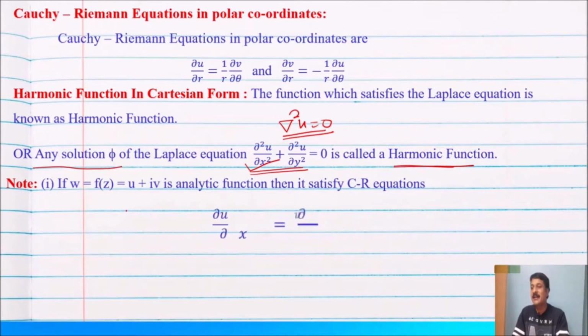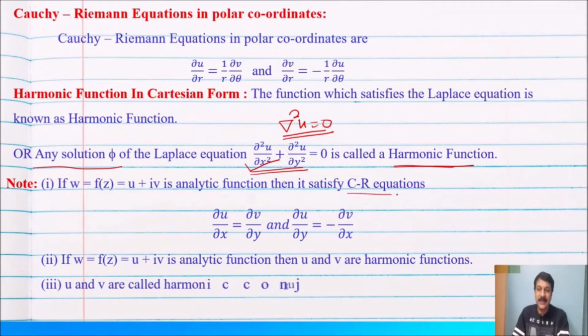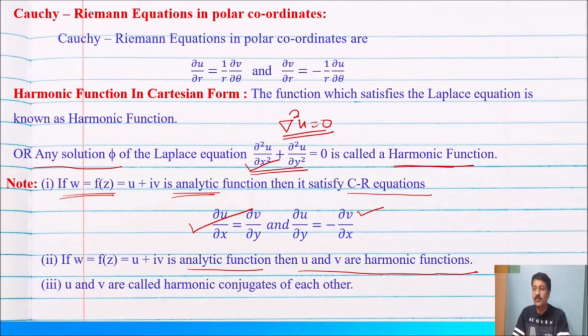Note that if w equals f(z) equals u plus iv is an analytic function, then it satisfies the C.R. equations: ∂u/∂x equals ∂v/∂y, and ∂u/∂y equals minus ∂v/∂x. If w equals f(z) equals u plus iv is an analytic function, then u and v are harmonic functions, and these u and v are known as harmonic conjugates of each other.